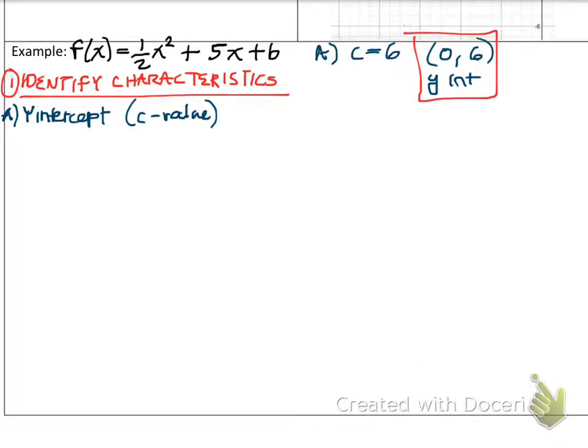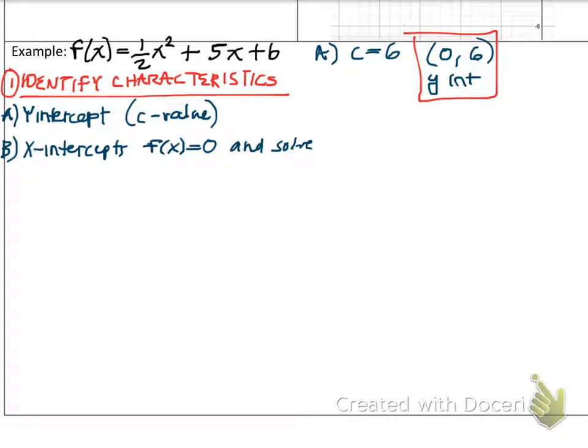Okay, our next characteristic is a little bit more involved. It's going to be our x-intercepts. This is probably the bulk of your work. So the idea here is the x-intercepts are where f of x equals 0, so we're going to have to solve for x in a quadratic, okay?